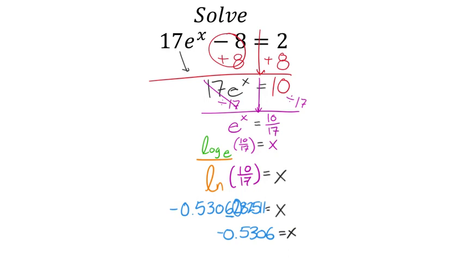Now, if you go back and you were to type in 17 times e to the power of negative 0.5306 minus 8, you're not going to get exactly 2 because we rounded the exponent there, but you should get something pretty close to 2, which is enough for us to say that we have, in fact, found the solution.